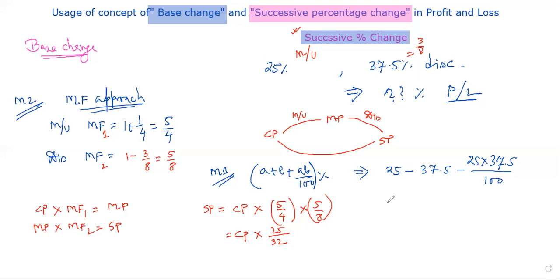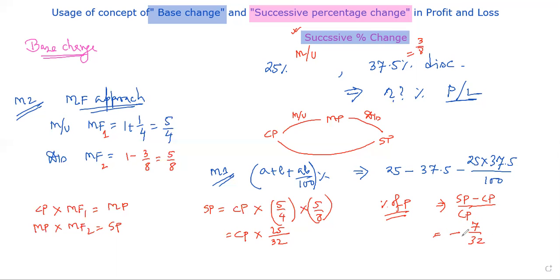So to calculate the percentage of profit, what I require is SP by CP, and I need to know how much more SP is than CP. So (SP minus CP) by CP is the requirement, this fraction. Here SP by CP is 25 by 32. So it is actually less, so negative. How much? It is minus (32 minus 25) by 32, so 7 by 32.